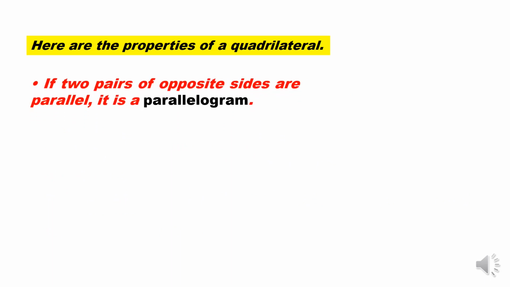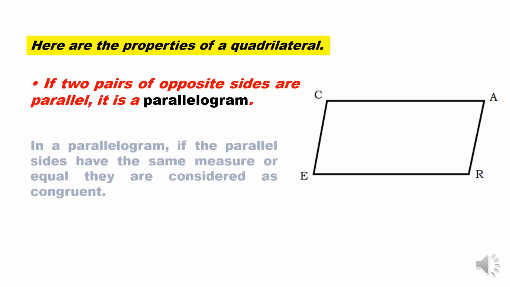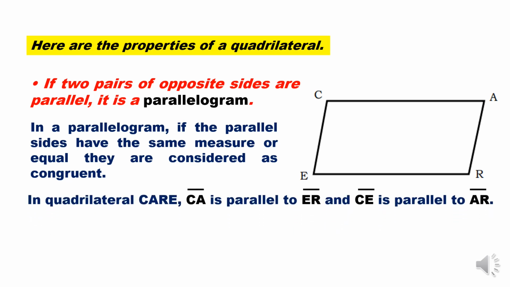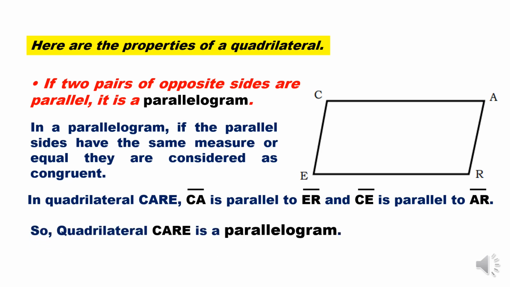If two pairs of opposite sides are parallel, it is a parallelogram. In a parallelogram, if the parallel sides have the same measure or are equal, they are considered congruent. In quadrilateral CARE, line segment CA is parallel to line segment ER, and line segment CE is parallel to line segment AR. So, quadrilateral CARE is a parallelogram.